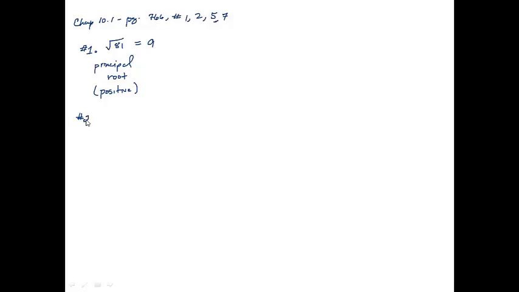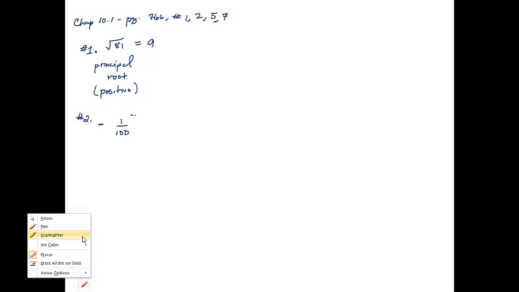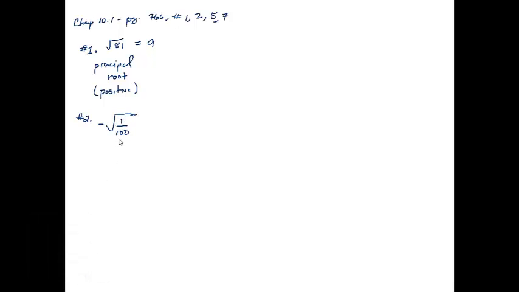Good. Number 2. It says the negative square root of 1 over 100. Well, again, this piece right here is the principal square root. So this piece is going to give me a positive answer. But remember, there's a negative on the outside. So it's going to actually become a negative answer. So this becomes negative, and the square root of 1 over 100, use your calculator, and you find out it's 1/10. So it's negative 1/10.